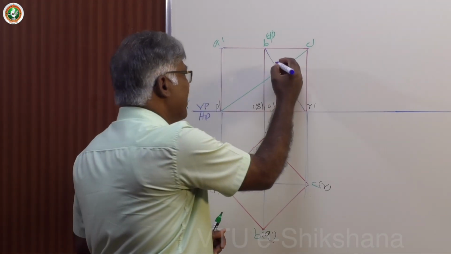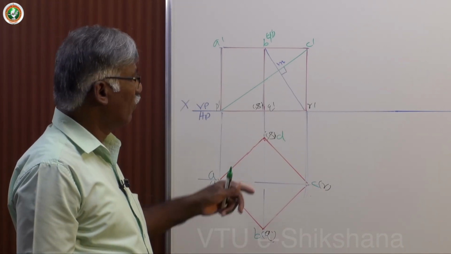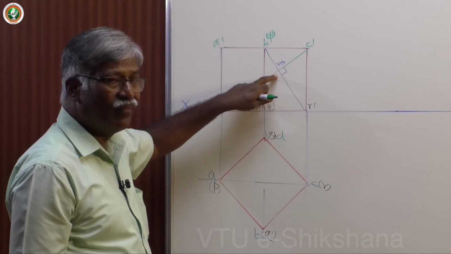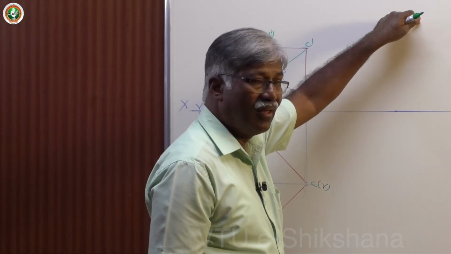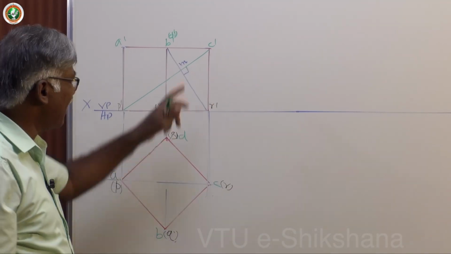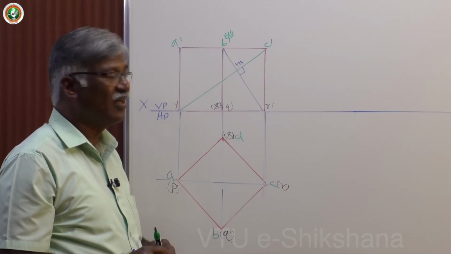Now, let me name this as M. If I keep R dash M vertical, definitely P dash C dash will become parallel because they are mutually perpendicular to each other. That is the interesting thing.